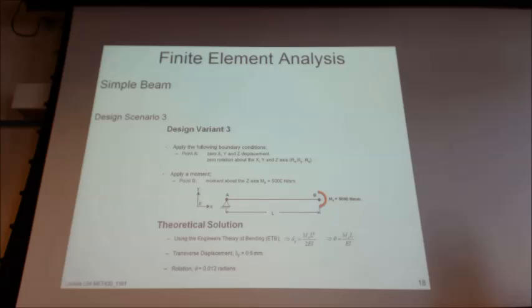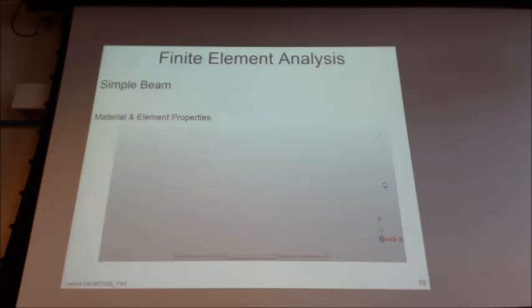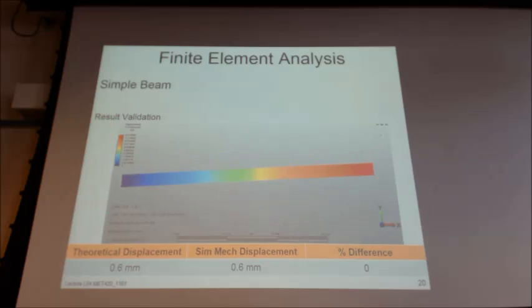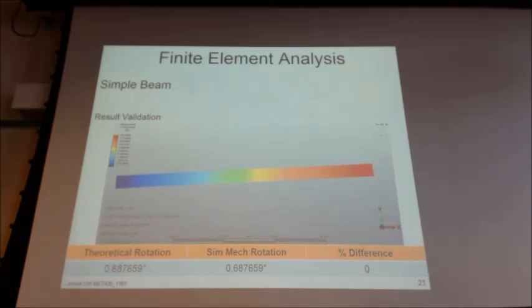So now if we go to design scenario 3 and simply put a moment on the end, this is drawn as a negative, but when I did the solution, I chose on purpose to do a positive moment. So there's our setup, and our theoretical displacement and our Sim Mechanical displacement match, and our rotation also matches. And my slides are off again. Okay, it's always something, right? Devil's in the details. So far, everything is corresponding and working correctly.